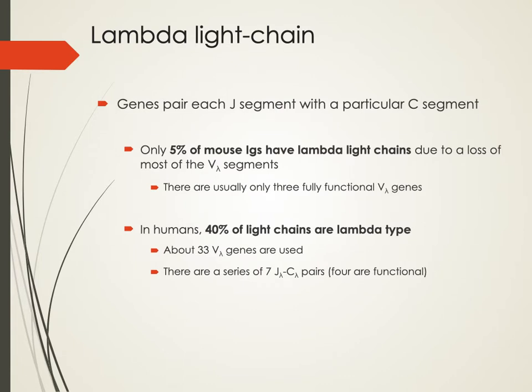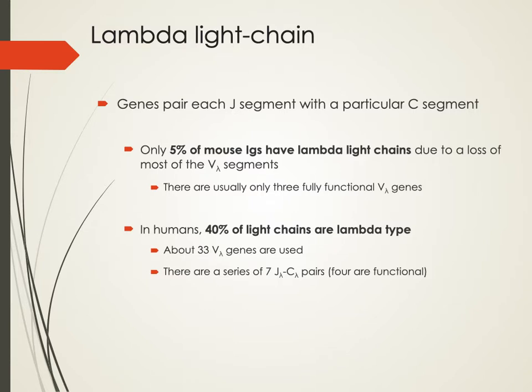So with lambda light chain, the gene pairing is a little different, so that there's different C segments and they are paired with J segments. So those go together. So for the variable region there, for humans, there are 33 variable genes that are used, and then there's 7 of these J-C pairs, but only 4 of them are actually functional. With humans, about 40% of light chains are the lambda, meaning 60% would be the kappa.